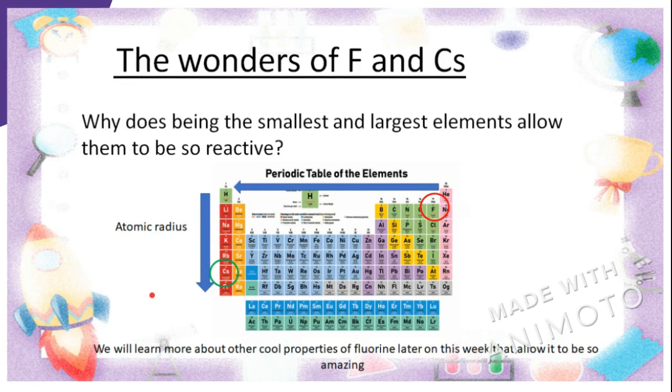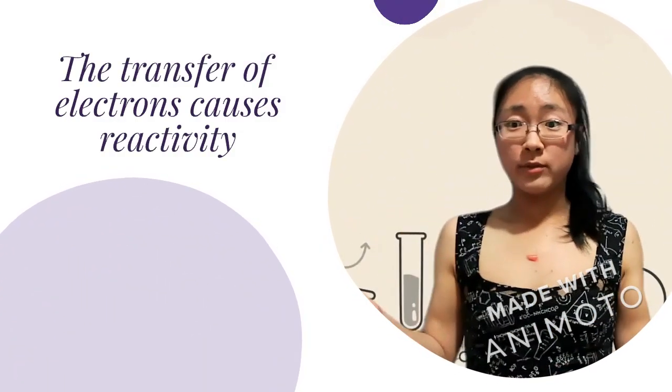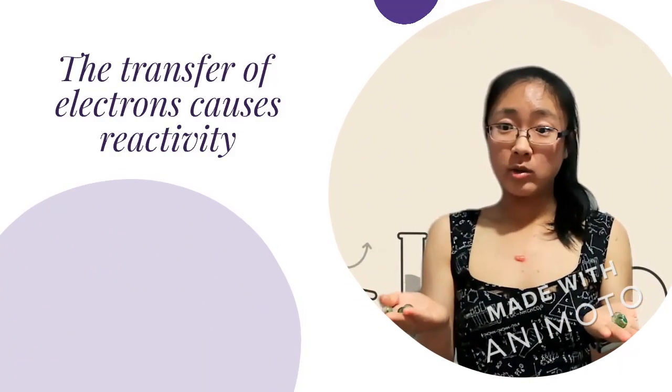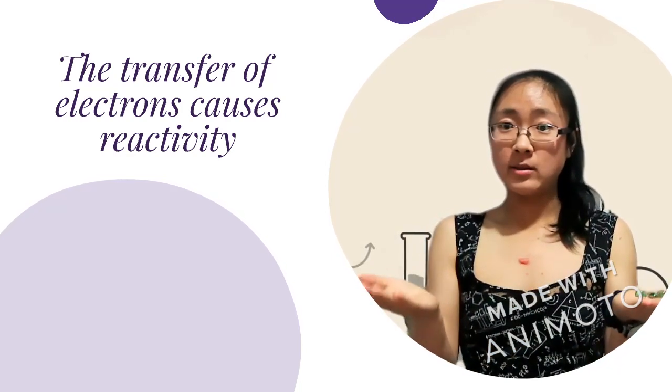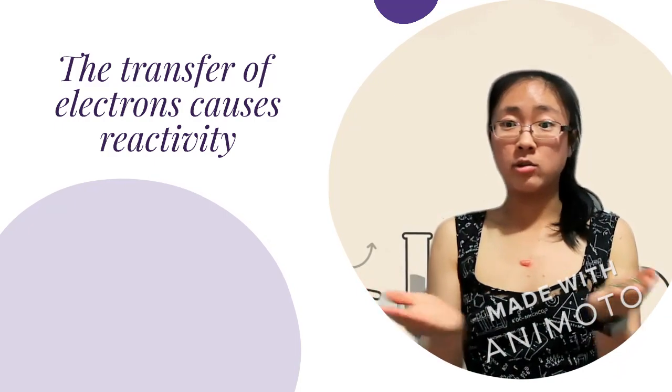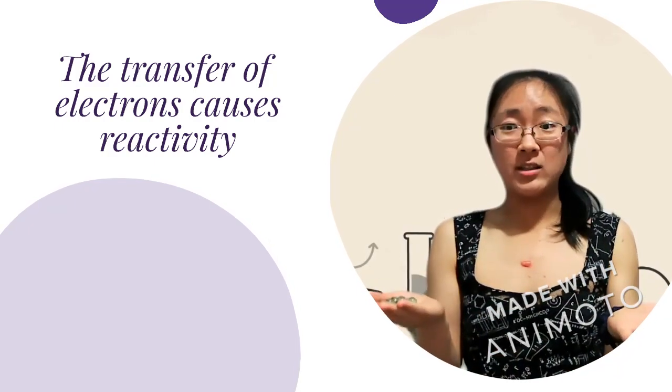So why does being the smallest and largest elements, pretty much fluorine and cesium, allow them to be so reactive? Well, being so different in size means one can easily transfer their electrons to the other. That makes it easier for them to react because the transfer of electrons is what dictates our reactivity.